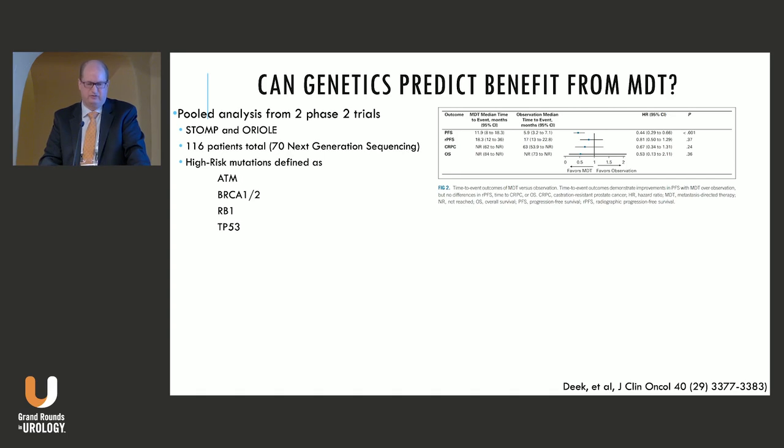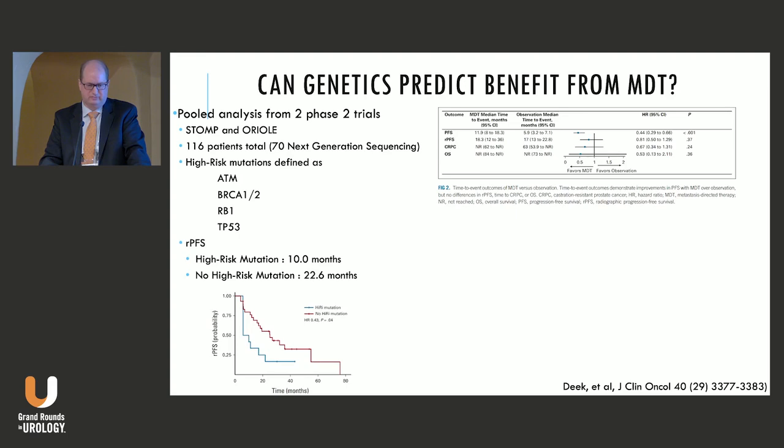Then they asked the question, did this high-risk genetic phenotype stratify patients? This is the whole group of patients, whether they got radiation or observation, and you can see the median duration to progression-free survival on imaging was 10 months in the high-risk group versus 23 months in the low-risk group, lacking one of those 5 mutations listed there. So that did appear to be prognostic in this group.